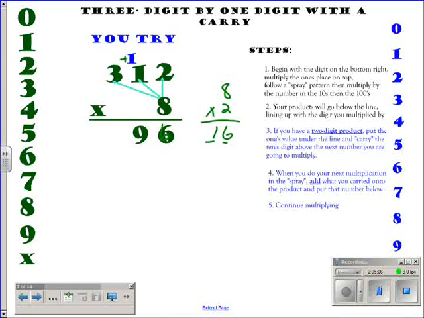And 8 times 3 is 24. We put the 4 directly below the 3, and then its second product to the left. If you had problems with this one, why don't you go back, review the steps, rewrite some of your own problems, and then try again.